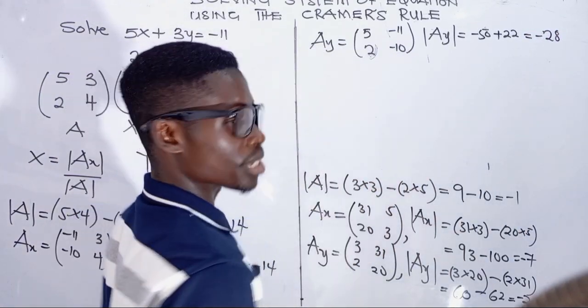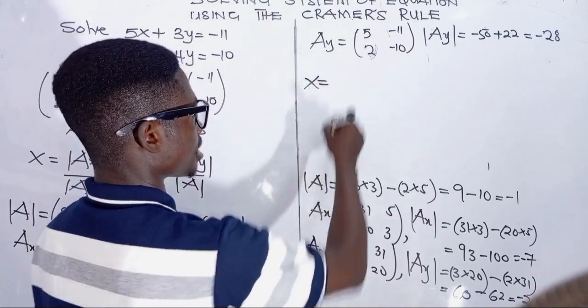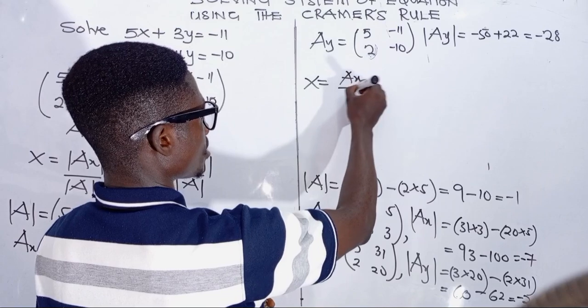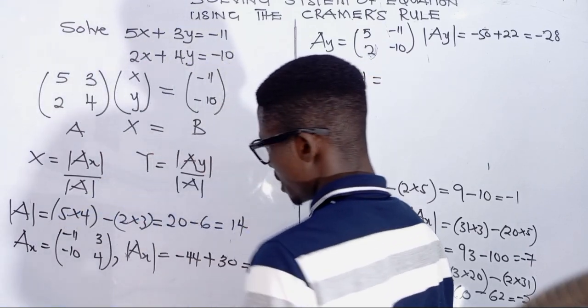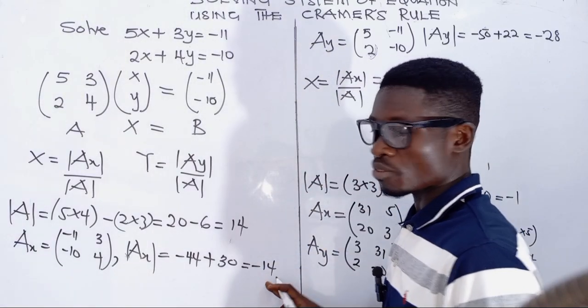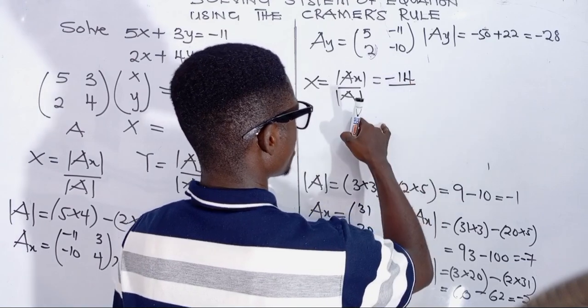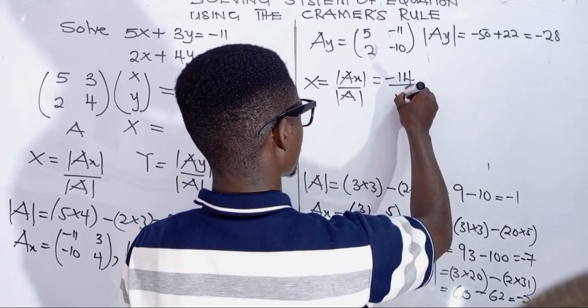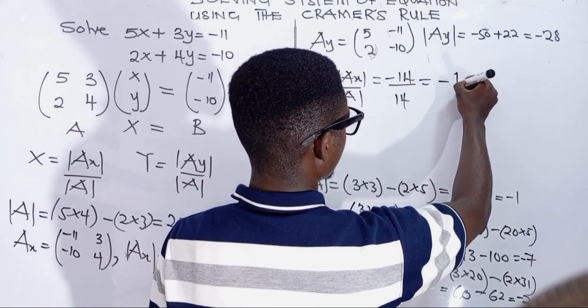Now that we have this, we can proceed to find our x and then our y. We said that our x is given as the determinant of Ax all over the determinant of A. Our determinant of Ax, we had minus 14. So we have minus 14. Determinant of A, we had 14. So this is going to give us minus 1, right?